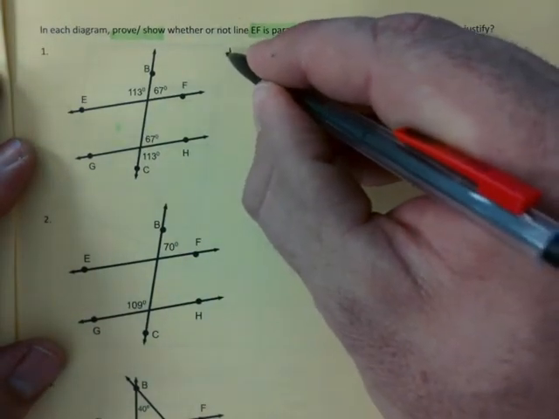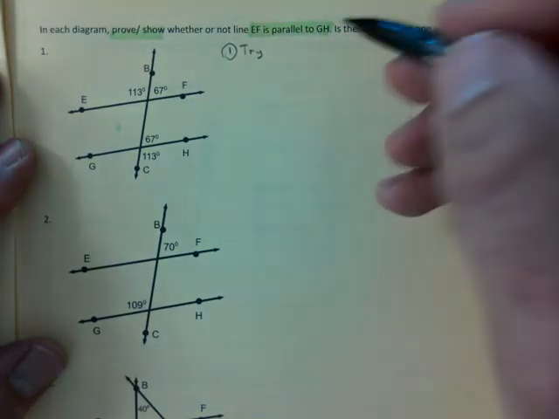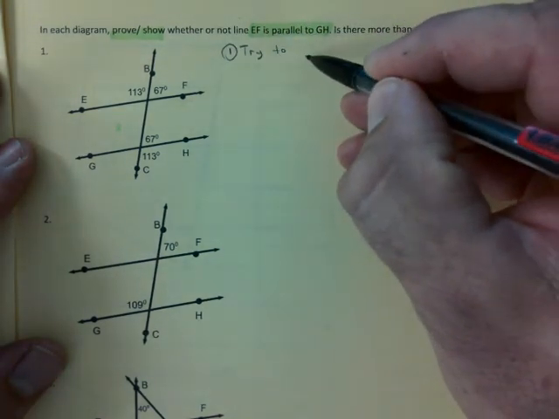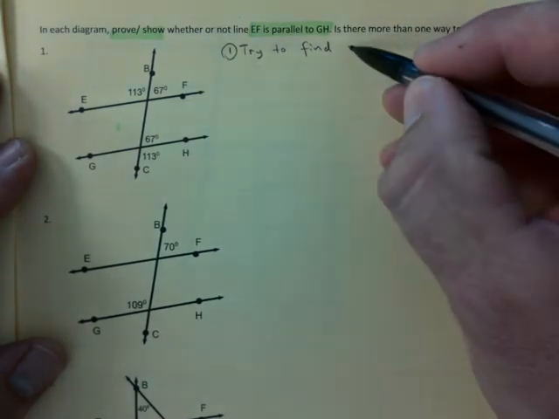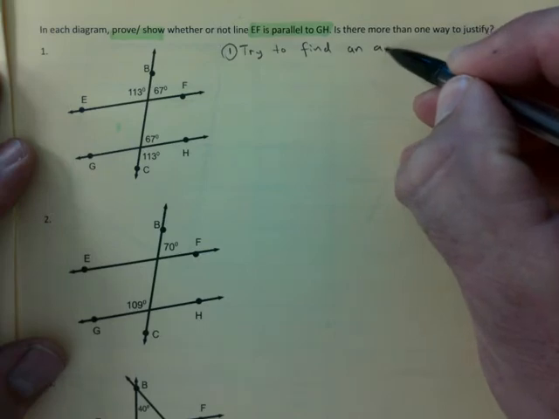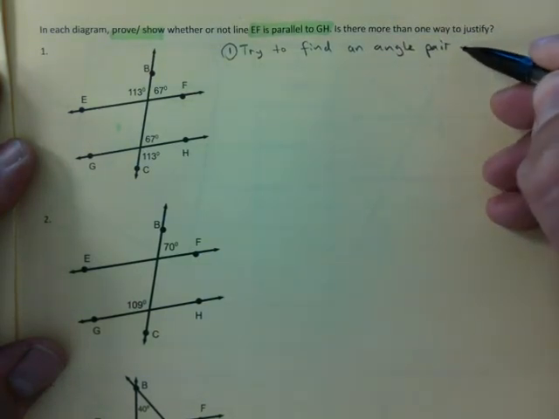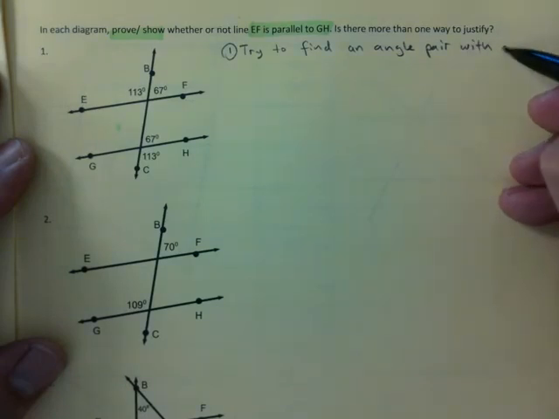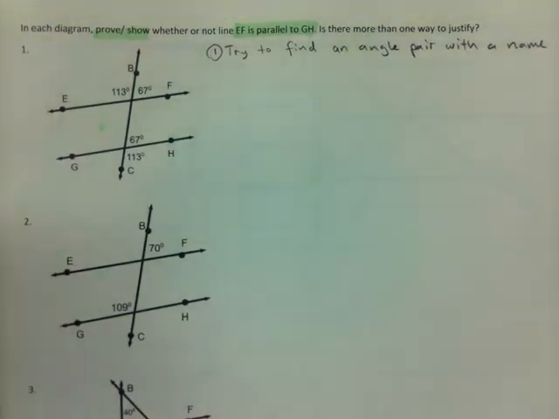I think I'll say this: try to find an angle pair with a name. Because let's face it, there's lots of angle pairs, but you want one that you have a name for, specifically the four we just talked about.